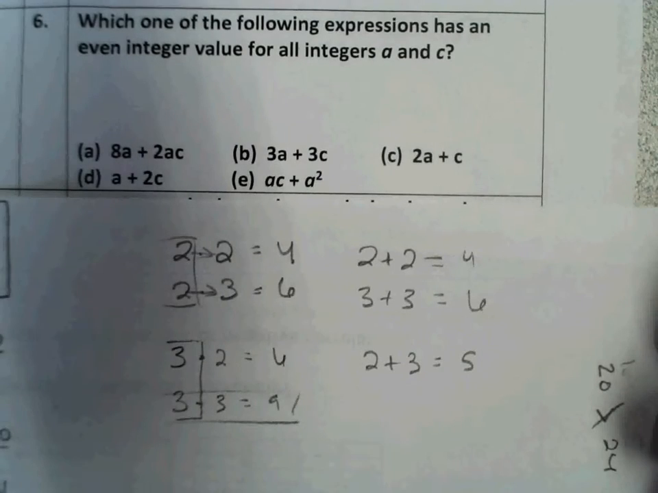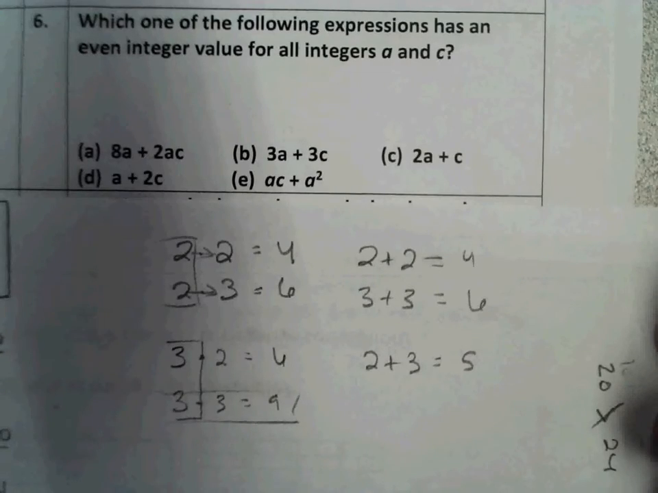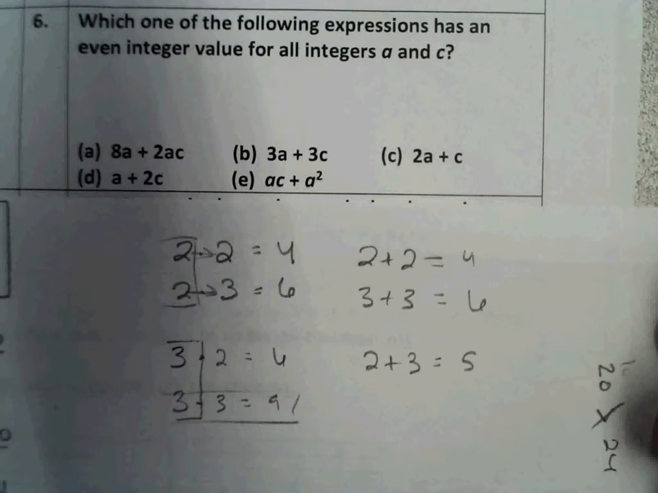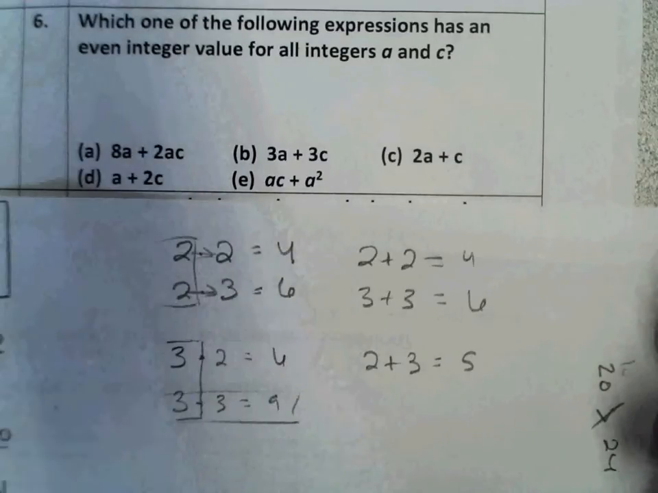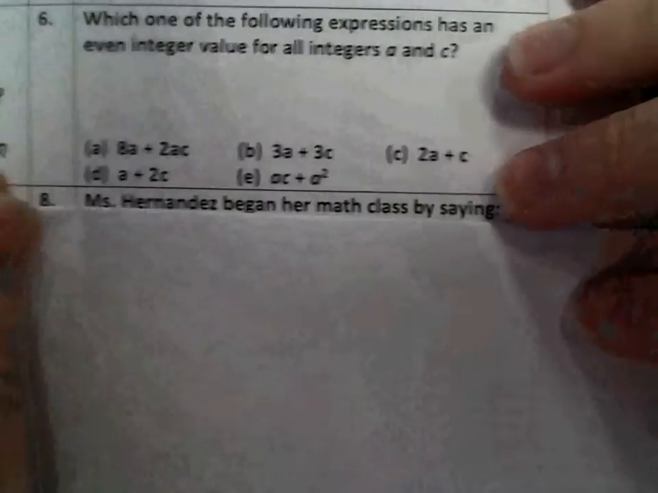And then you could always test it using numbers for a and c and see if you get the result you want. Remember that you're saying which one of these can work for all integers. So if you find one example that works, that doesn't necessarily mean it works all the time. So you are actually looking for ways to show that they don't work. And that'll help you eliminate options if you're going to go that route. Alright, so let's look at these.